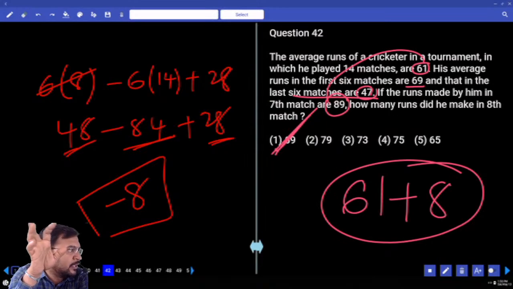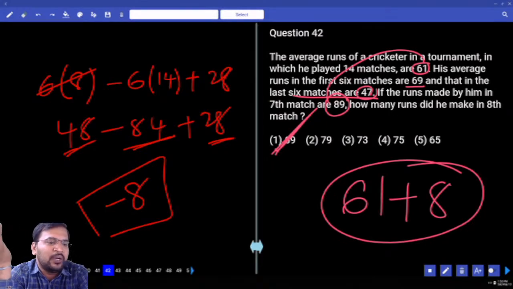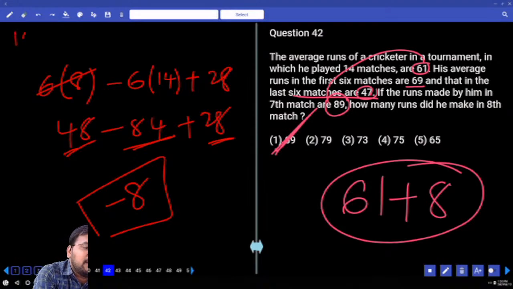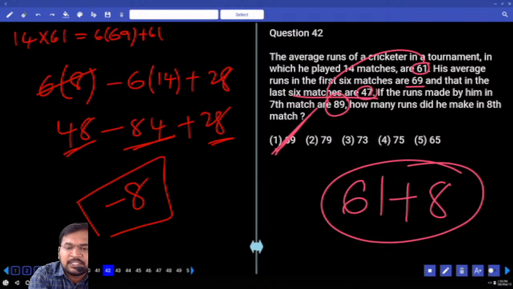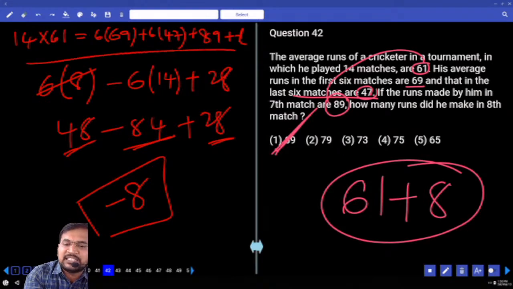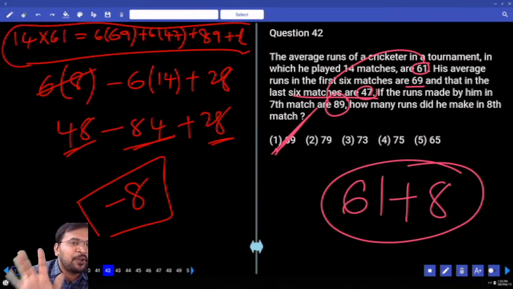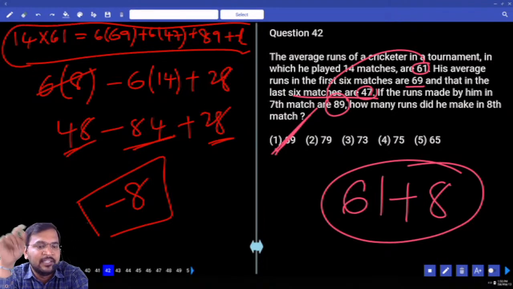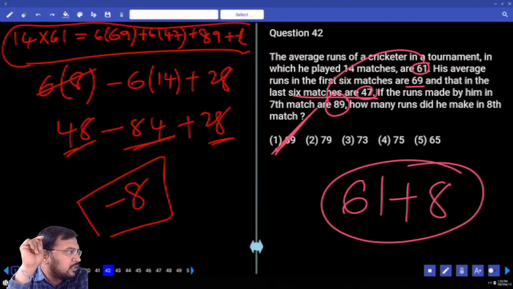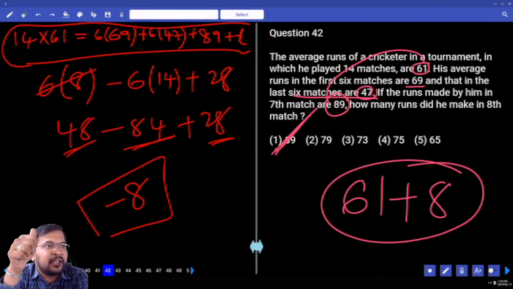All of it clear? If you do it this way, you can do it very fast. If not, then 14 into 61 is the total runs. First 6 matches, 6 into 69. Last 6 matches, 6 into 47. And the 7th match 89. And the 8th match X runs. If you solve this one, then you will get X. After going home, just try to solve like that. Definitely it will take some time. All of it clear?